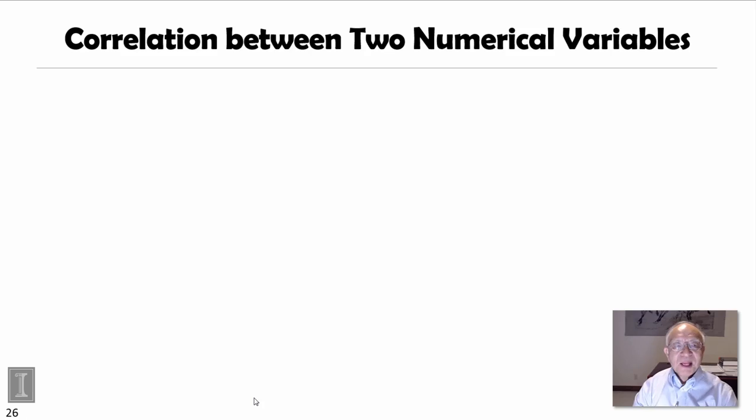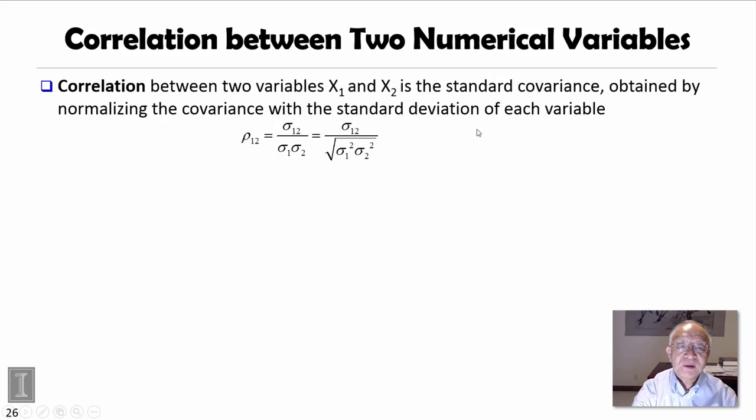Then if we want to normalize them, we introduce the correlation coefficient. For two numerical variables, we want to study their correlation, which is essentially the standard covariance. That means we normalize the covariance value with the standard deviation of each variable. So the correlation coefficient is defined as the covariance divided by the product of their standard deviations, or you can say the covariance divided by the square root of the product of the variances.